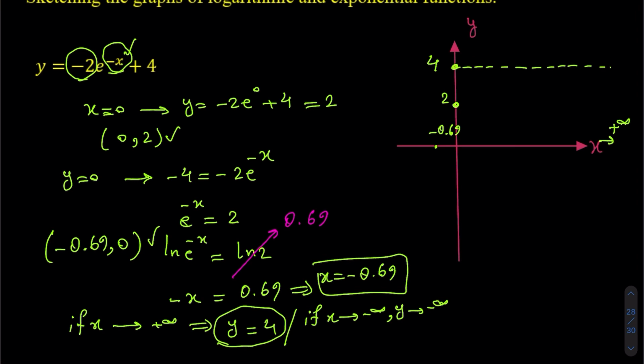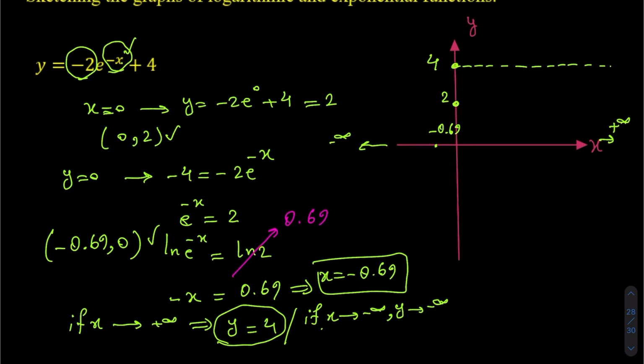And another part, x goes to negative infinity. If x goes to negative infinity, the curve also moves towards negative infinity, down. It means it goes down towards here, because y will also go to negative infinity. So putting all these pieces of information together, we will see that we need to draw such a curve.